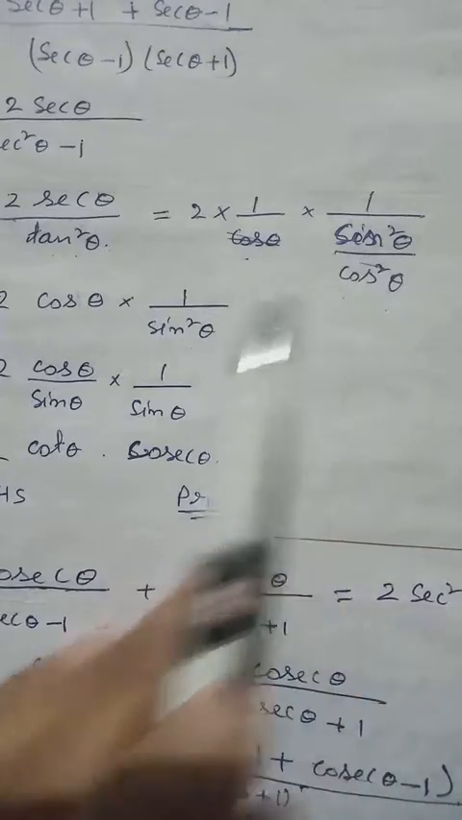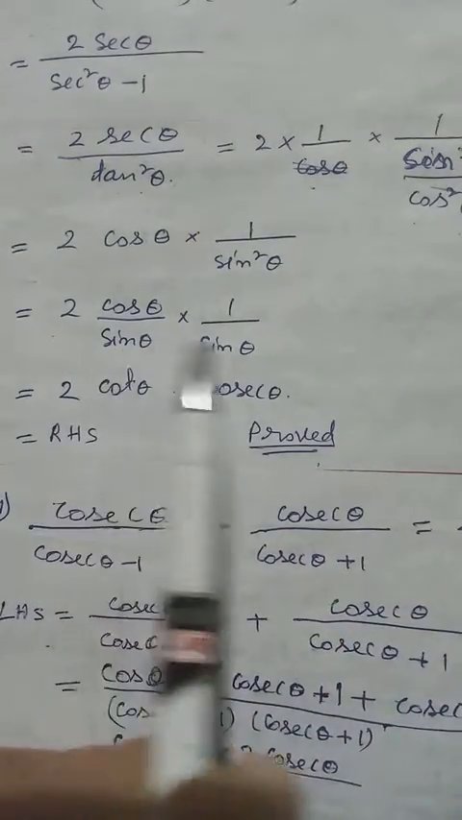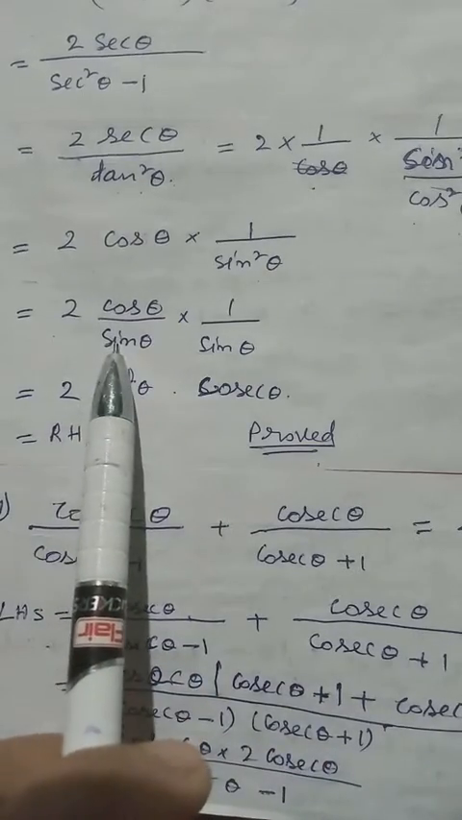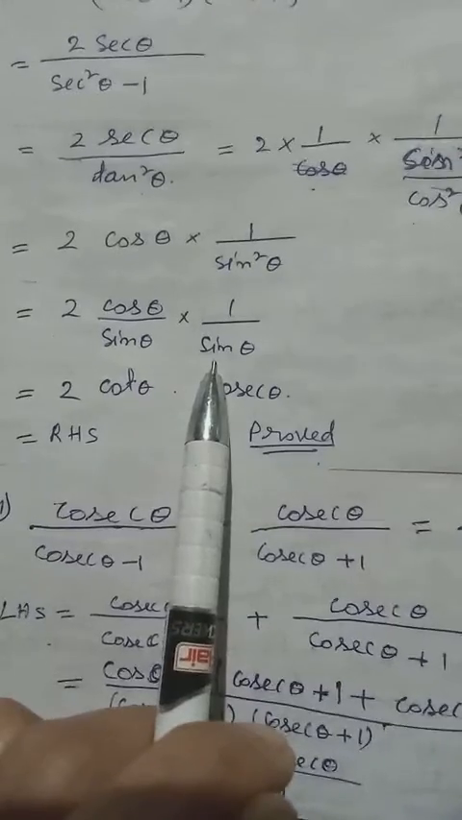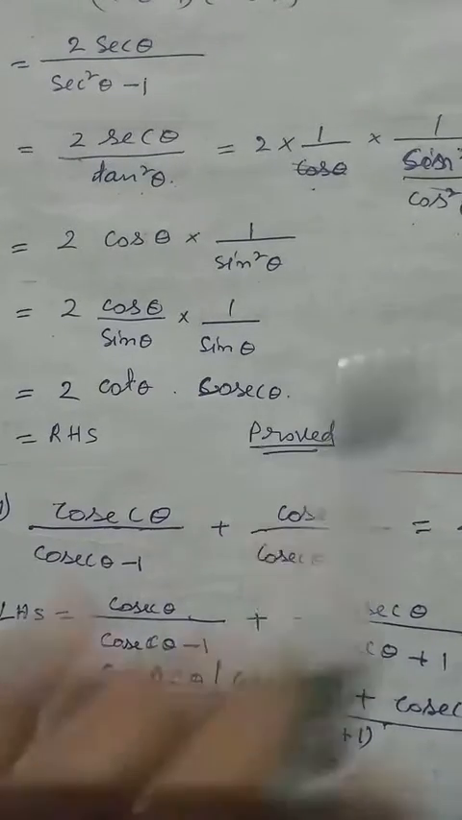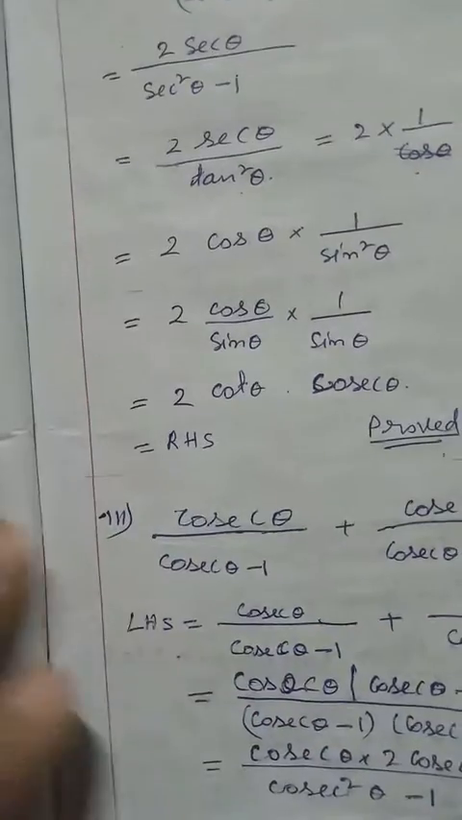And then sine theta. So this sine square theta, we can write one this side, one this side. So cos by sine, it is equal to cot theta. 1 by sine theta, from the relation we know it is cosec theta. Then we see that if we check the left hand side, right hand side, that is what we want to prove.